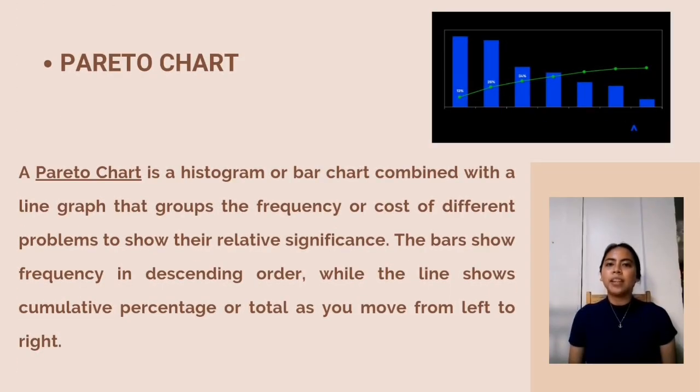Pareto chart. A Pareto chart is a histogram or bar chart combined with a line graph that groups the frequency or cost of different problems to show their relative significance. The bar shows frequency in descending order, while the line shows cumulative percentage or total as you move from left to right.